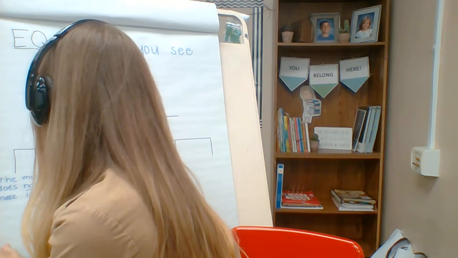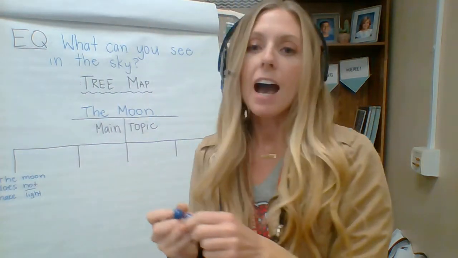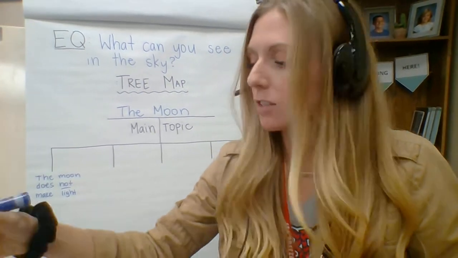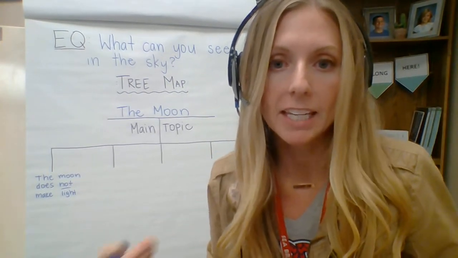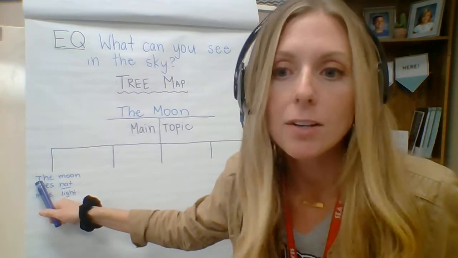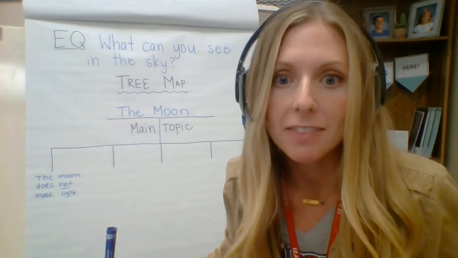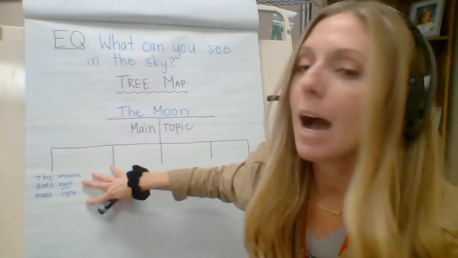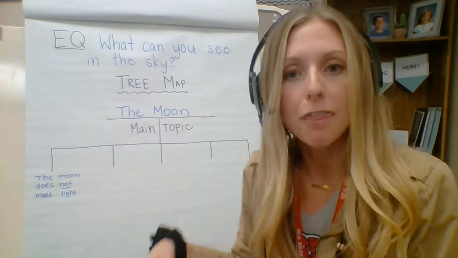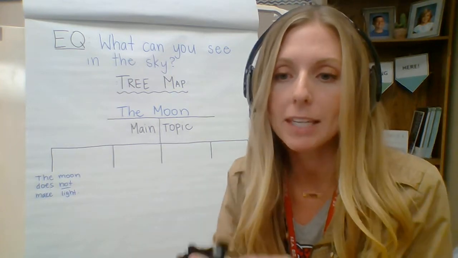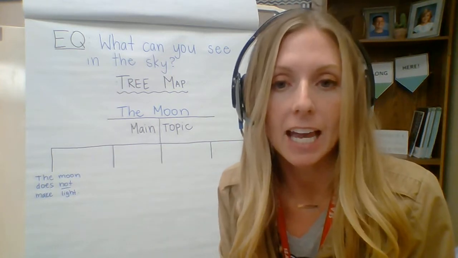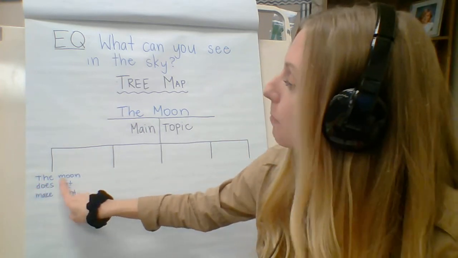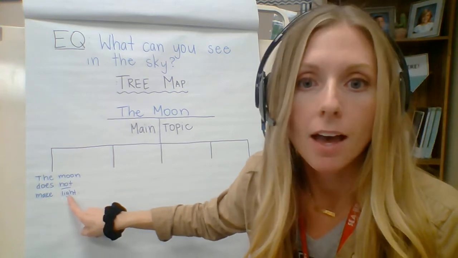All right, and so you're going to see as I write that in, I like to write complete sentences on my tree map. That is great practice for our writing, and it gives us time to practice capital letters at the beginning and periods at the end. You're also going to see that I like to write my words first, and then I'll make the square around it. That way we keep everything nice and neat and tidy in our thinking maps. So I wrote for key detail number 1, the moon does not make light.